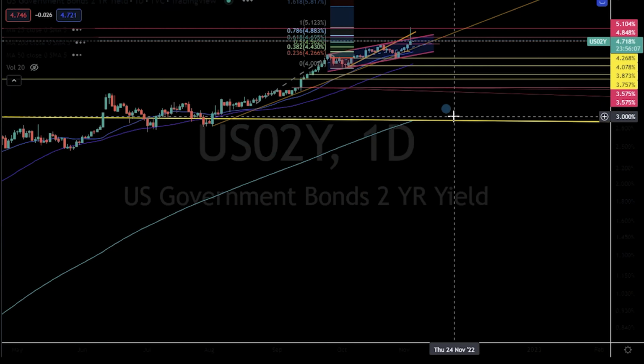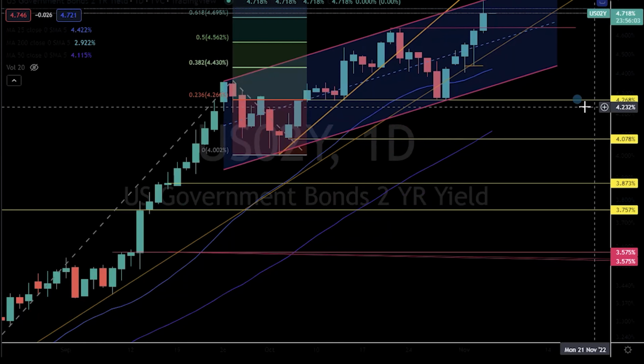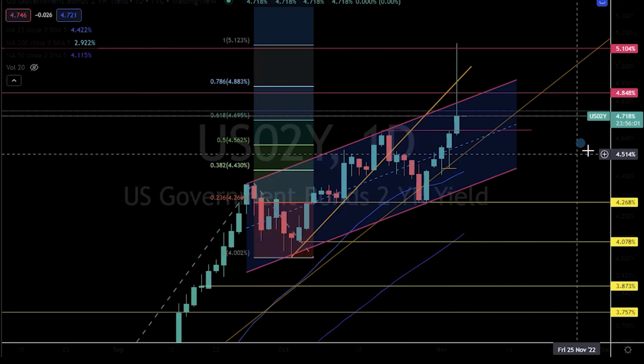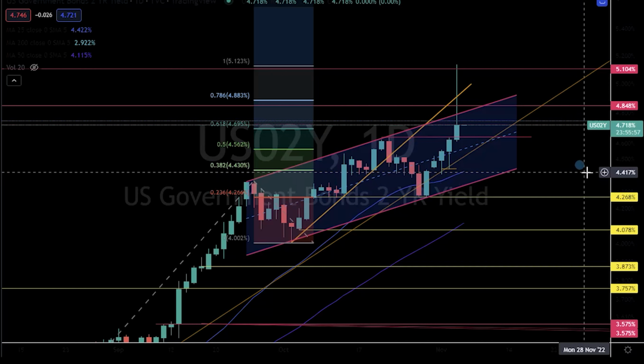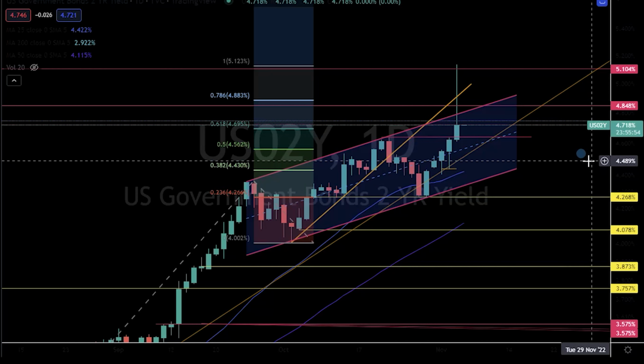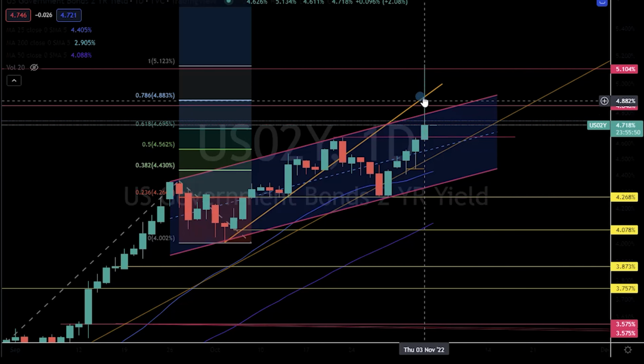If we look at the 2-year yield, I should say, keep in mind the 2-year yield is what the Fed uses and prices in as their expectations. Basically, this is where the Fed fund rate needs to be. The Fed fund rate is currently at 4% after yesterday's 3/4 basis point hike.